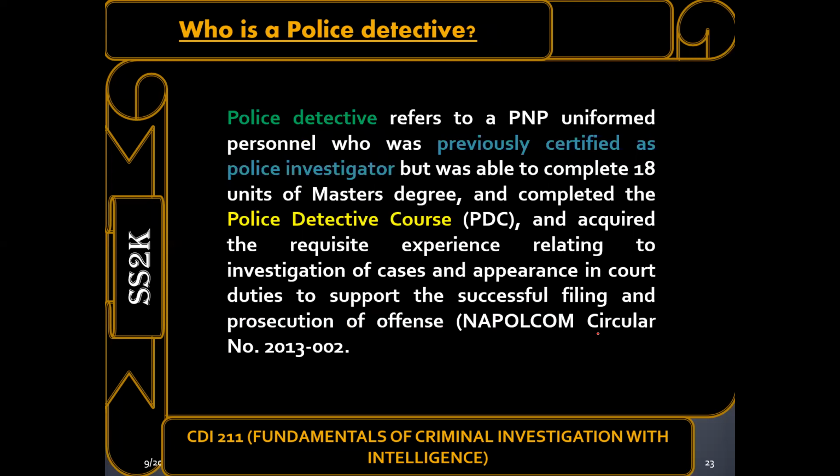Susunod, sino naman ang police detective? Dati parehas lang po yung investigator at detective. However, by virtue of NAPOLCOM Circular number 2013-002, magkaiba na po, no? Police detective refers to a PNP uniformed personnel who has previously certified as police investigator, dating police investigator, but was able to complete 18 units in master's degree and have completed the police detective course. So kung tatanungin ano dapat ang kurso na matatapos ng isang police bago maging detective, police detective course. At dati rin siyang police investigator. And acquired requisite experience relating to investigation of cases and appearance in court, duties to support the successful filing and prosecution of offenses. Yan po ang police detective.